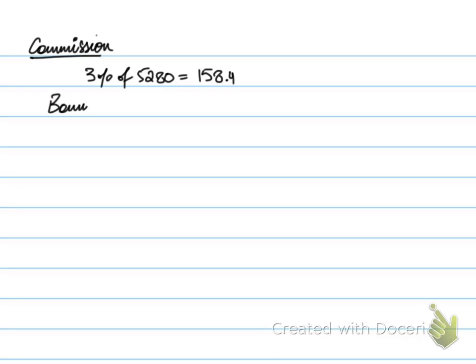So for the commission, the commission is 3% of gross sales. So 3% of 5280 turns out to be 158.4. And then I have the bonus. So bonus is 0.05x, where x is my profit for the year.